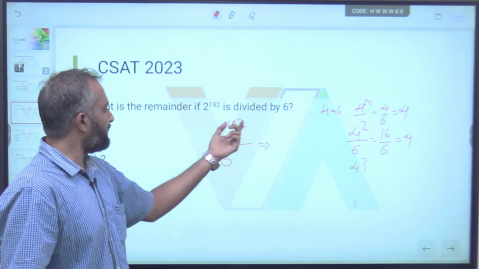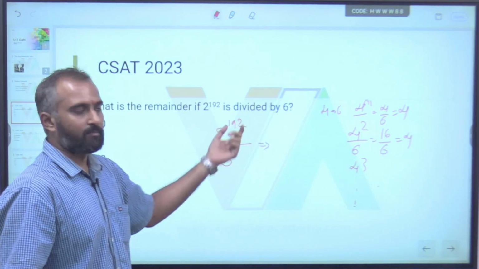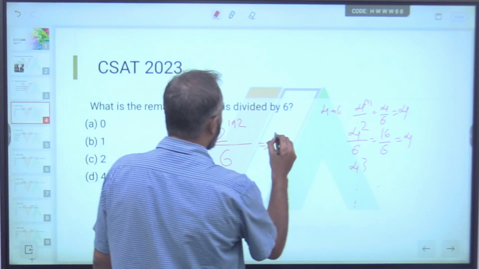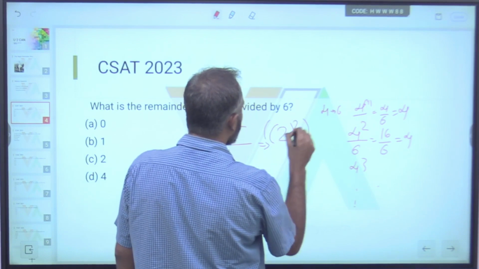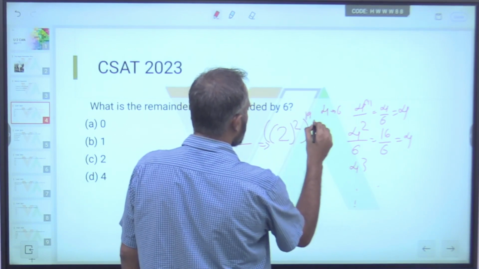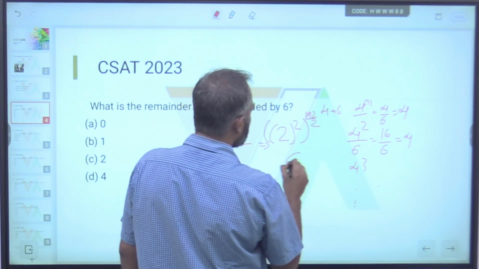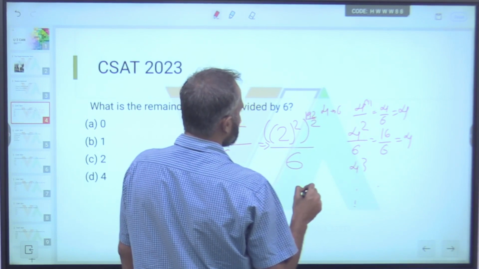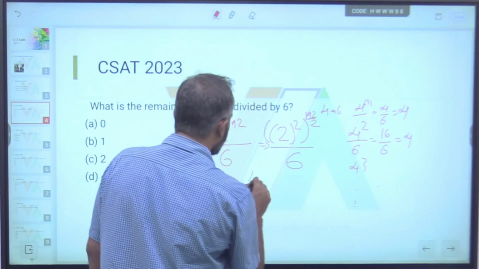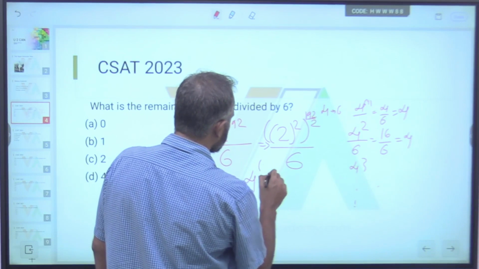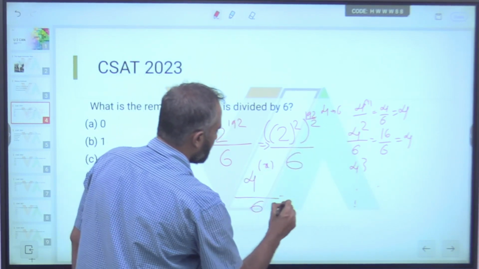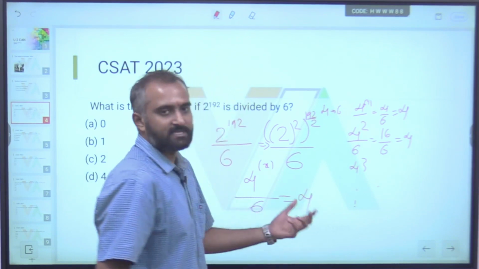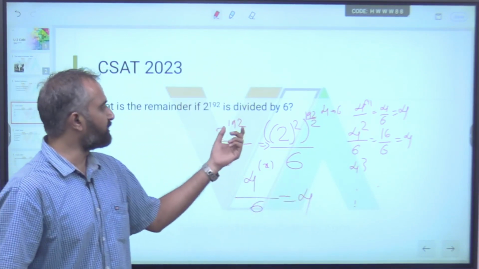Because 2 is given and even our power is an even number, we can write this in the following way: 2 squared whole to the power of 192 by 2, divided by 6, which is nothing but 4 to the power of some x divided by 6, and we know from this property it is always 4. Such an easy problem if you know the pattern and where to attack.